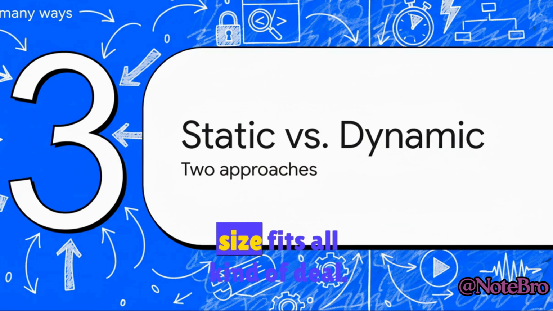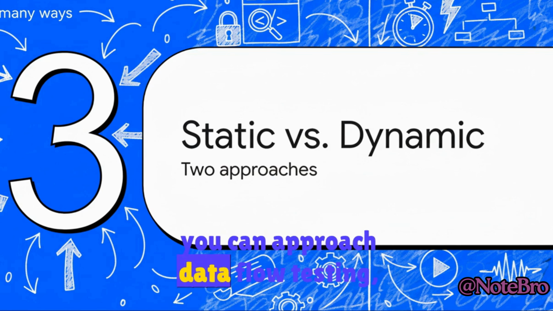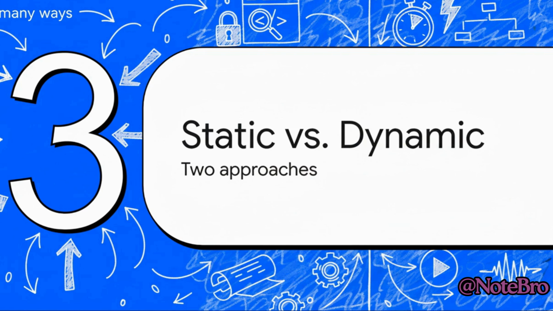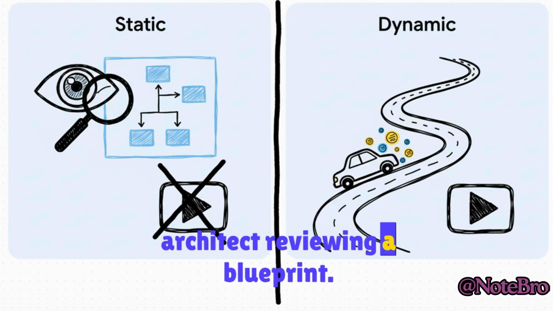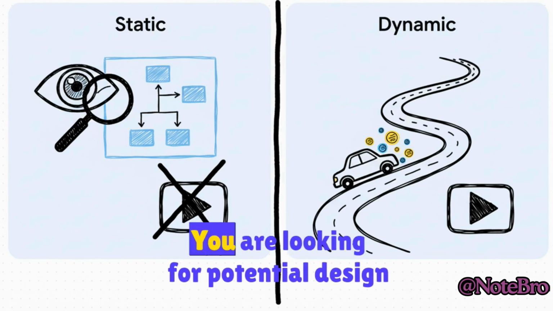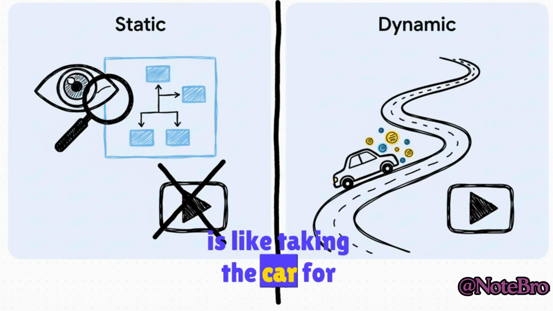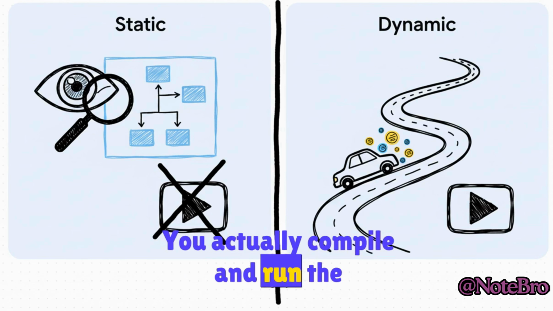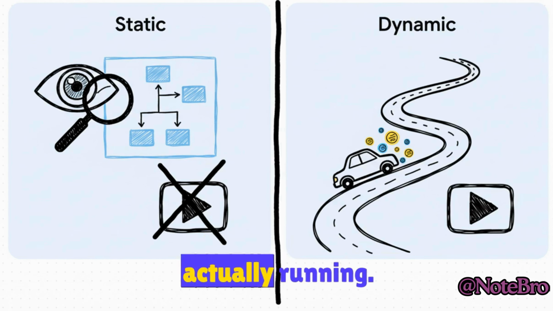Now, it's not a one-size-fits-all kind of deal. There are actually two main ways you can approach data flow testing: static and dynamic. They're both aiming for the same thing, but they go about it in completely different ways. And this chart really nails the difference. Static testing is like being an architect reviewing a blueprint. You're analyzing the code and the control flow graph without ever running the program. You're looking for potential design flaws. Dynamic testing, on the other hand, is like taking the car for a test drive. You actually compile and run the code, watching the variables in real time to see if any weird issues pop up while it's actually running.